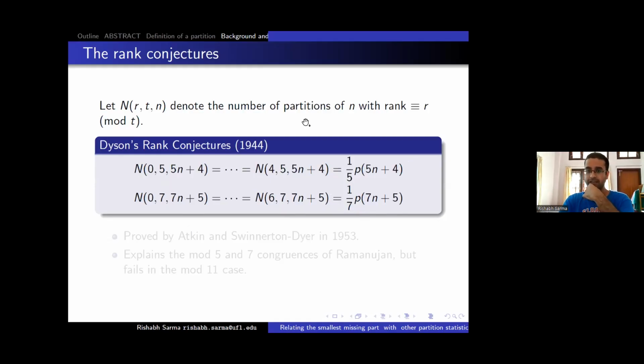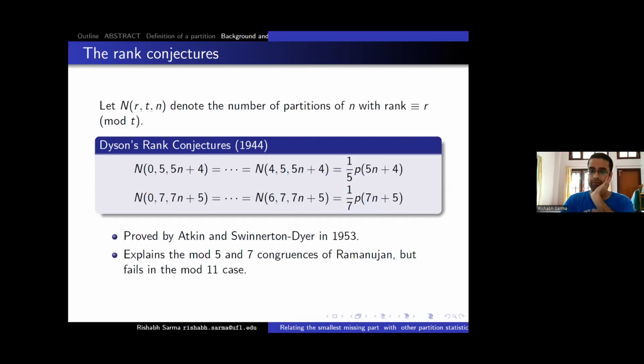This was conjectured by Dyson in 1944 and proved by Atkin and Swinnerton-Dyer in 1953. A nice thing to note here is that the rank statistic does not give a combinatorial explanation of the mod 11 congruence of Ramanujan. It fails when p is 11. That is to say, the rank statistic does not divide the partitions of the number 11n plus 6 into 11 equinumerous classes.